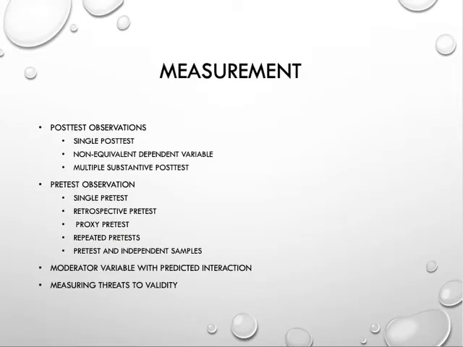Measurement. At post-test observations, we want a single post-test or a non-equivalent dependent variable, or we want multiple substantive post-tests. At the pretest observation, we'd like a single pretest, maybe a retrospective pretest, maybe a proxy pretest, which we don't necessarily want to get into. We might want to use repeated pretests, or we want to pretest on independent samples. We might also want to include moderating variables with predicted interactions. So if we were doing a study on fractions, we might want to see the moderating or mediating effects of their multiplication fluency up until that point, and we want to measure threats to validity.